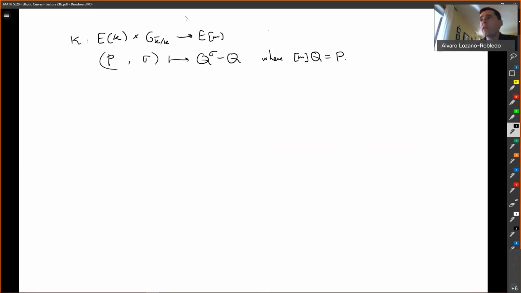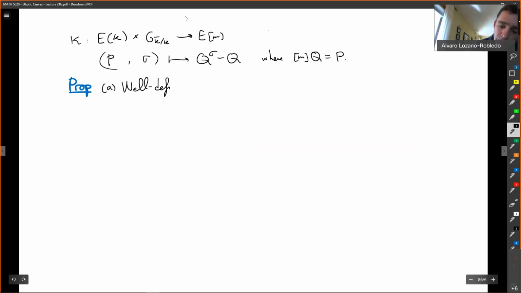Okay, so there's a few things that we need to check. First of all, you need to check that this thing is well defined. There's two things here. We need to check that the image is a point of order M, which we've already seen. And we need to check that it does not depend on what I choose for Q. There's M squared preimages of P. So I have to make sure that whatever I pick, it's the same result.